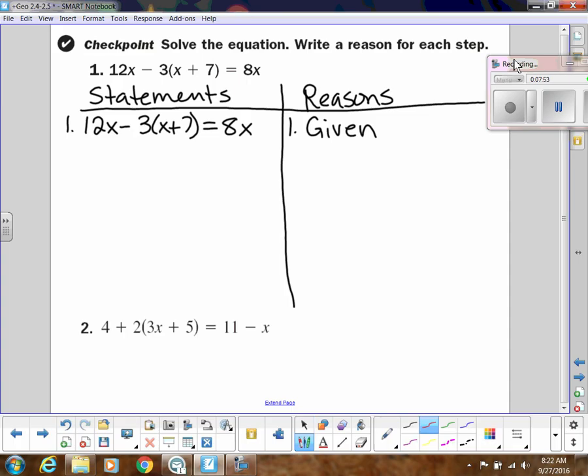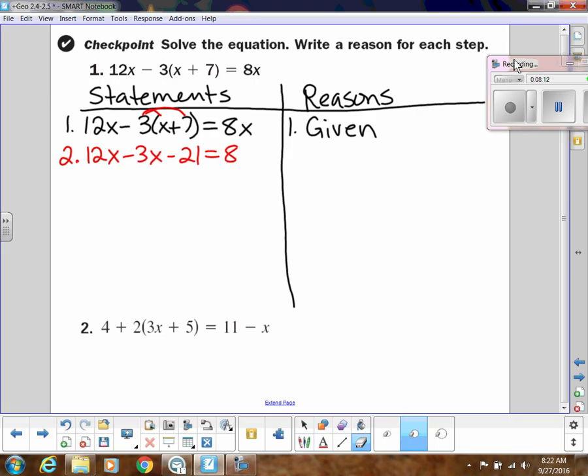So our next step, if we were trying to solve this equation, then we would distribute, right? So we would rewrite this equation like this: 12x, and we would distribute that negative 3, so that would be minus 3x minus 21. So the reason we can write this statement is because of the distributive property. So that's just illustrating the distributive property. And you will notice that I will start abbreviating because we'll start writing a lot of properties. So just be aware of that.